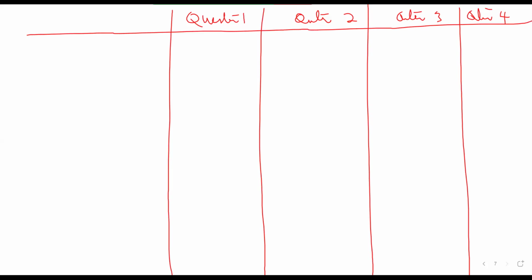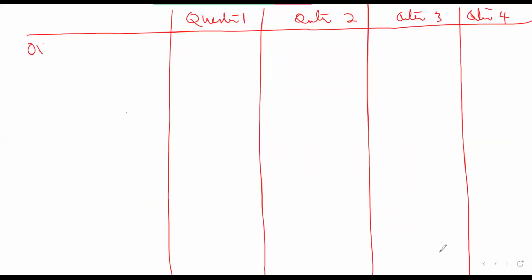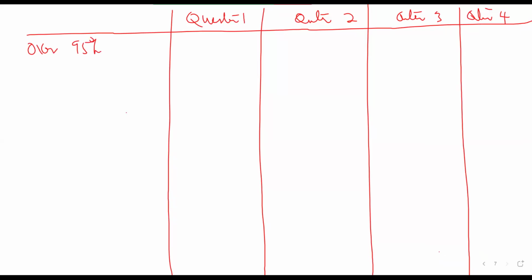The first target is that 95% of the staff might be on time, isn't it? I think it's over 95. Yes, we have to look for over 95. So the staff might be over 95% on time. So let's now look at this.